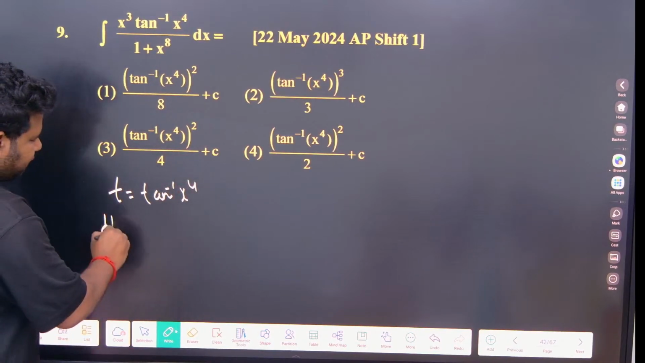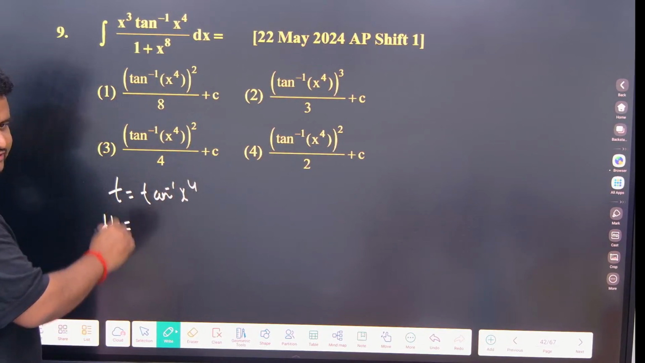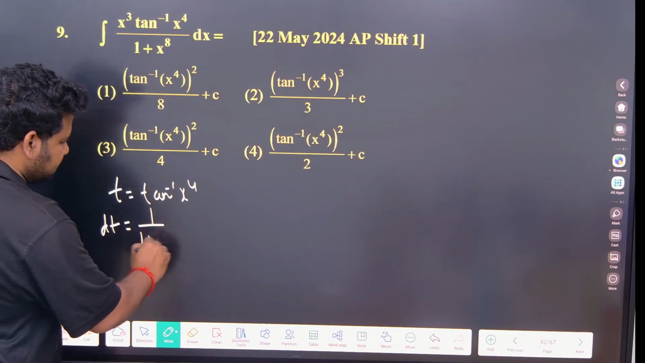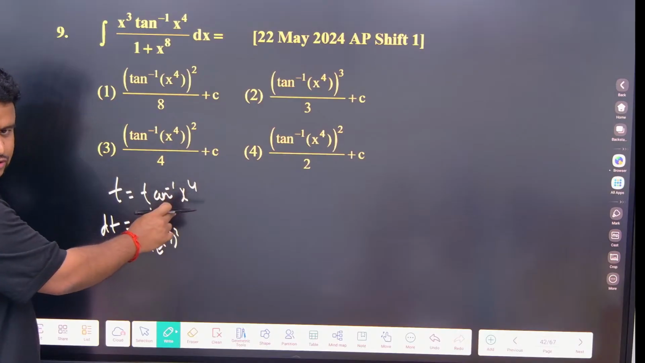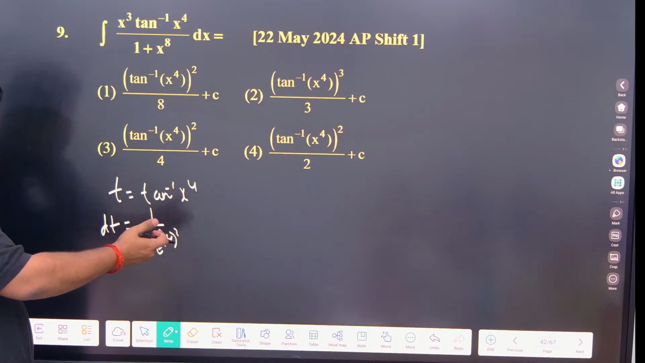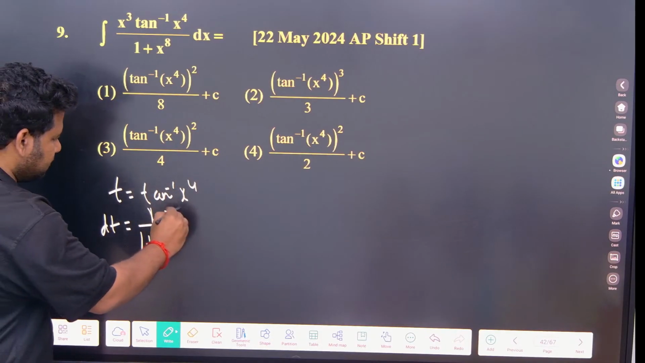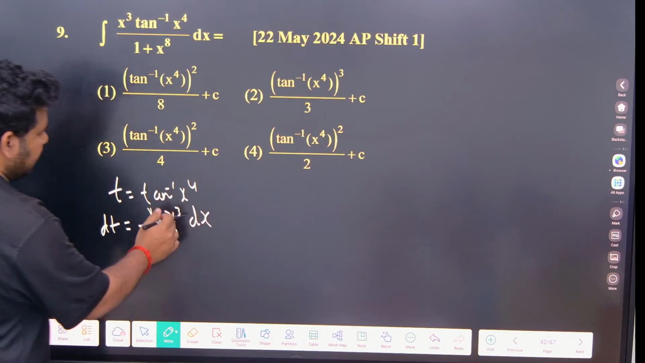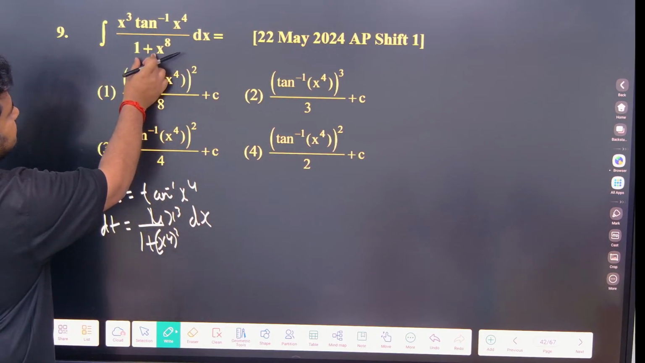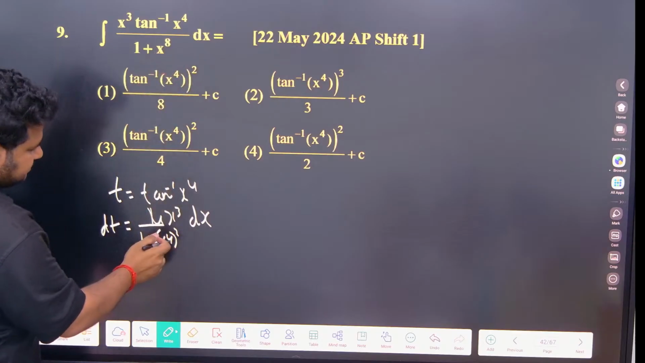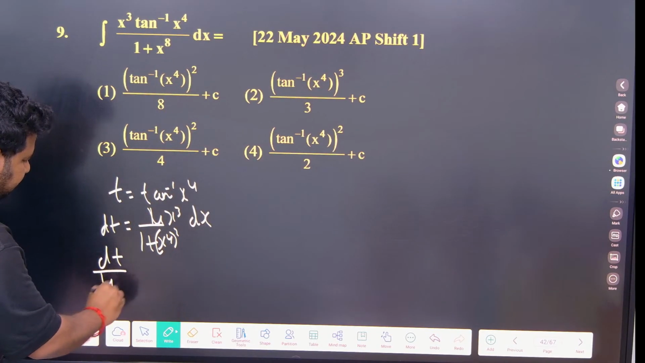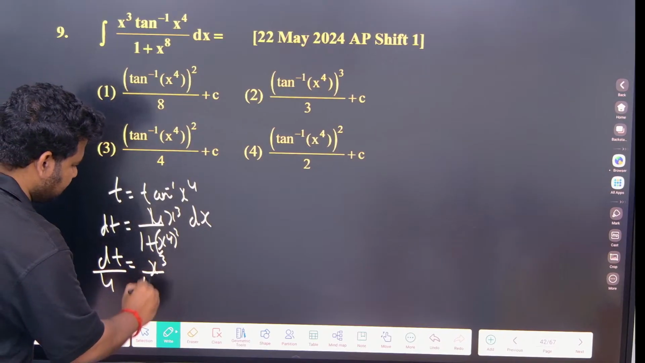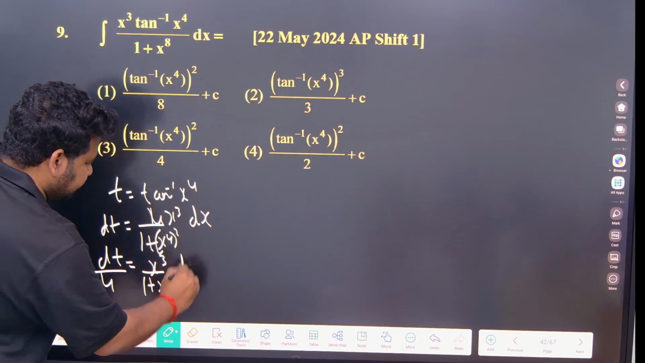So dt will become what? The derivative of tan inverse of x is 1 by 1 plus x square. This will become 1 by 1 plus (x power 4) whole square. The derivative of x power 4 should also be done, by chain rule it becomes 4x cube dx. I am having x cube by 1 plus x power 8 dx, since (x power 4) whole square is x power 8. Let me write one more step. So this will be dt by 4 into x cube by 1 plus x power 8 dx.